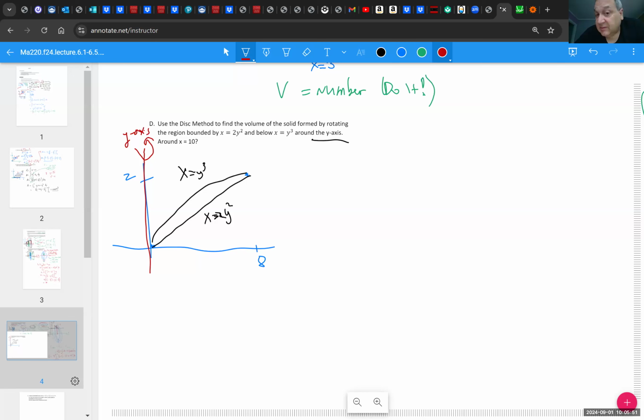So according to the disk method, if we are revolving around the y-axis, then our rectangles have to be perpendicular to the y-axis. So I need to draw a rectangle which is perpendicular to the y-axis. The y-axis is going this way, so my rectangle has to go horizontal, has to go this way. And then I'm going to rotate this around.